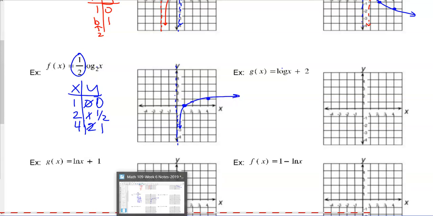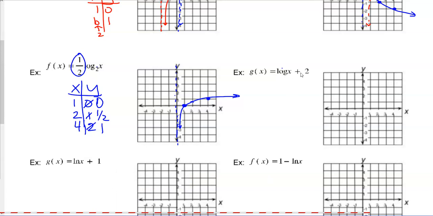Okay, now when in doubt, you can always plot points. You have the option to do that. Now here, on this fourth graph, I have log of x plus 2. Now there's no base there. So remember, that is log base 10 of x.